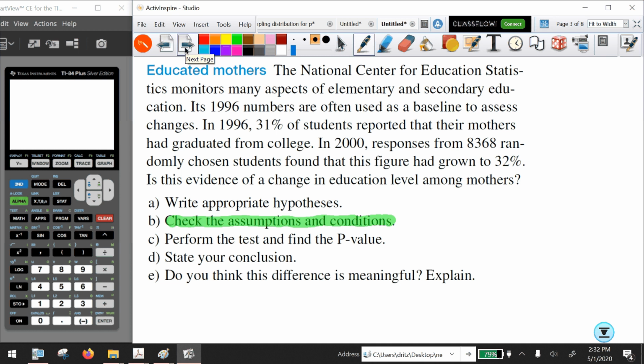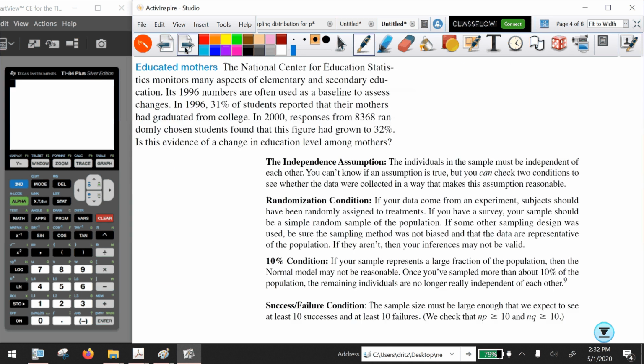The assumptions and conditions that have to be met are the independence assumption, the randomization condition, the 10% condition, where we cannot sample more than 10% of the population, and the success/failure condition, where the number of expected successes and expected failures have to both be greater than or equal to 10. That's called the np-nq condition. You can read about these conditions in chapter 17 if you'd like. They also touch on them a little bit in this chapter, chapter 19. If you want, you can pause the screen and read the conditions.